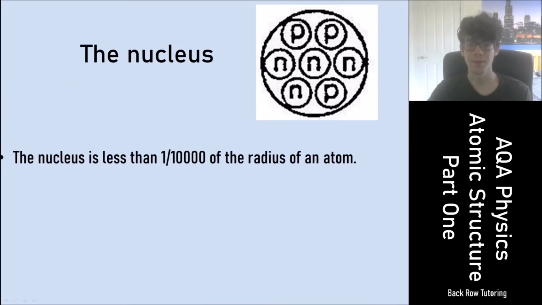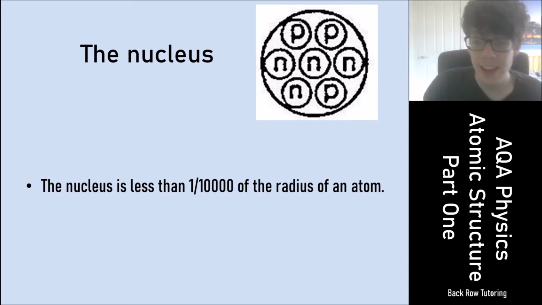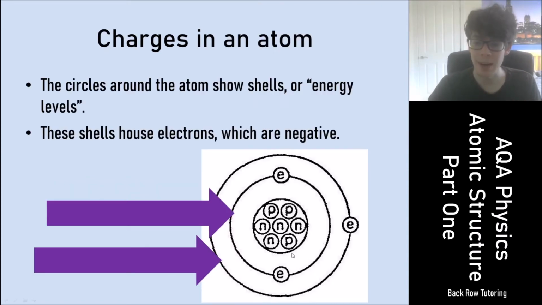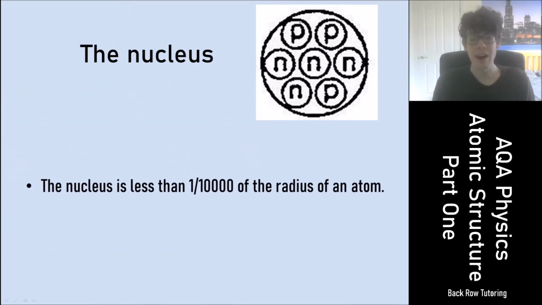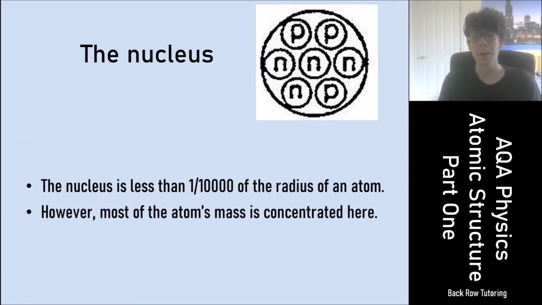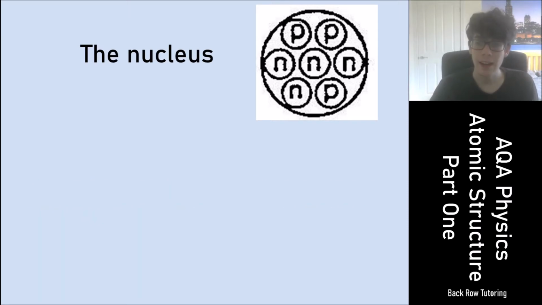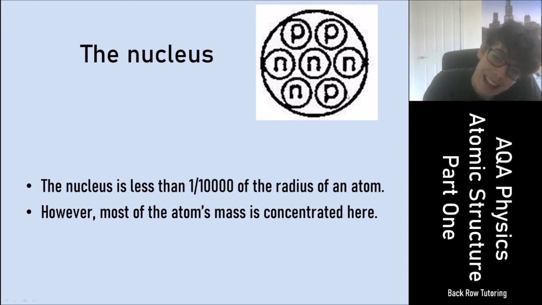The nucleus is less than 1/10,000th of the radius of an atom. If we go back to our diagram, the radius of a nucleus is less than 1/10,000th of the radius of an atom. However, most of the atom's mass is concentrated here. Going back to our nucleus, the middle of the atom, our nucleus is where most of the mass of that atom is stored. So if you think of an atom, most of the mass is actually in this tiny little space, the nucleus.